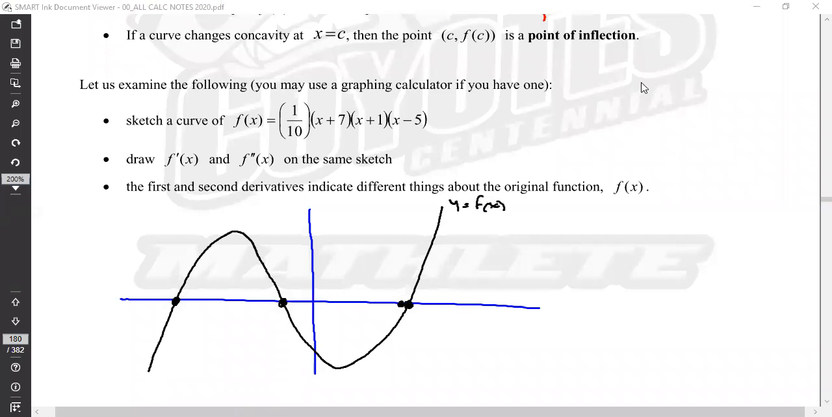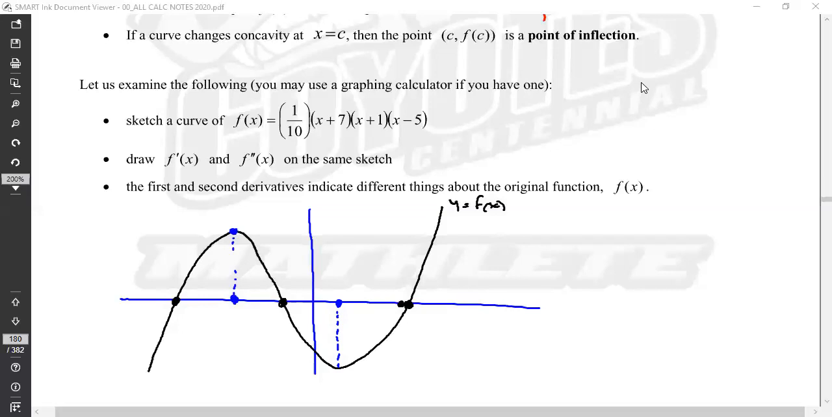If we want to consider what the first derivative looks like, remember the first derivative is going to have a 0 wherever our original has a slope of 0, because our first derivative graph is the slope, so it's going to look like that.